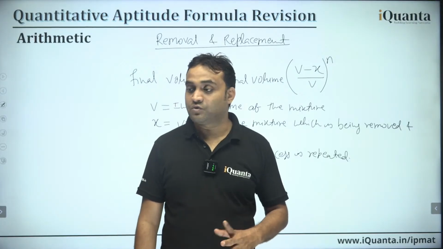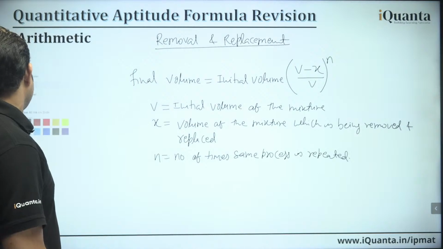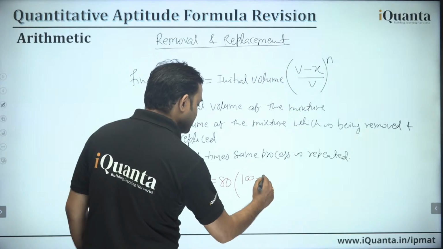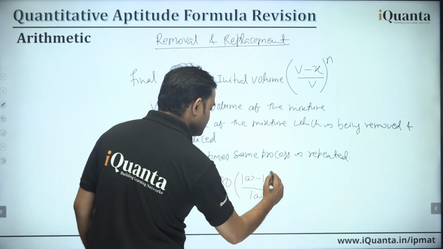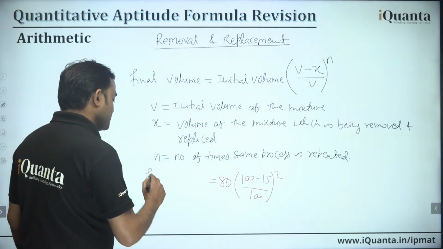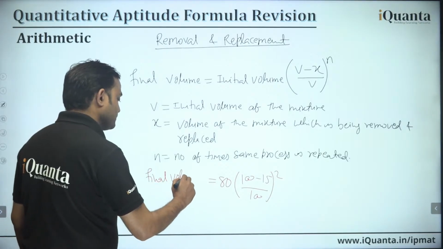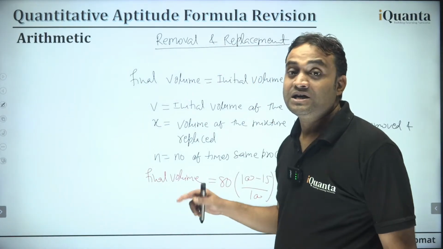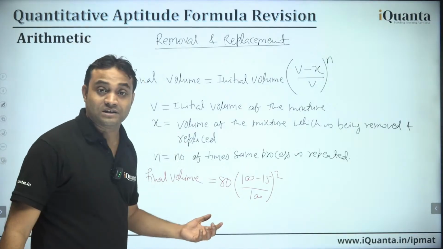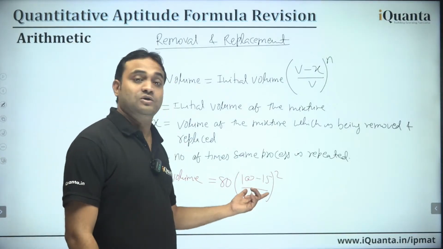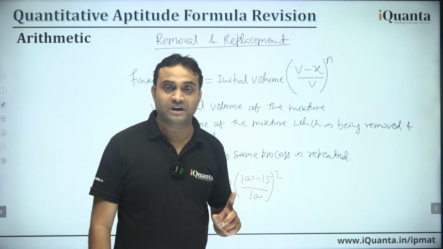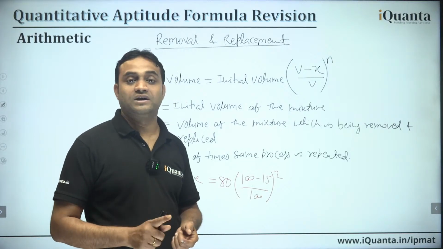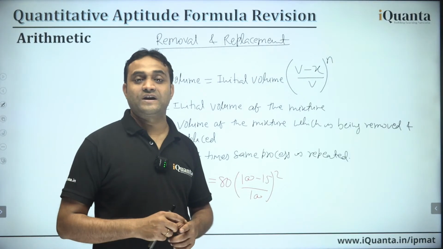Okay. So वही जो एग्जाम्पल्स अभी मैं दे रहा हूँ, that 80 into (100 minus 15 upon 100) squared, this will be the final volume. This will be the final volume of what? Milk. This will be the final volume of milk. If you want to find the final volume of water, you will have to subtract this value from 100, because total volume तो अभी भी 100 है. Whatever this value is, subtract that value from 100, and then you will get the final volume of water.